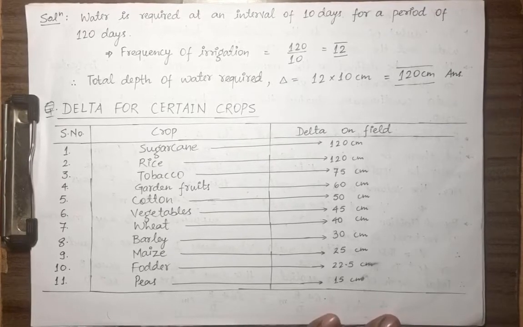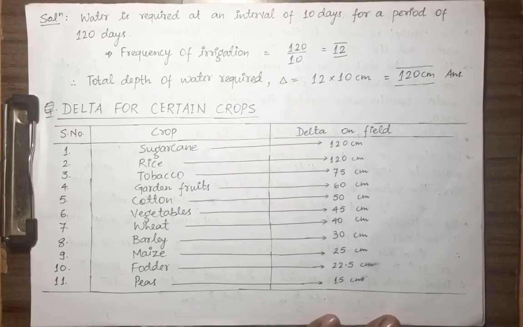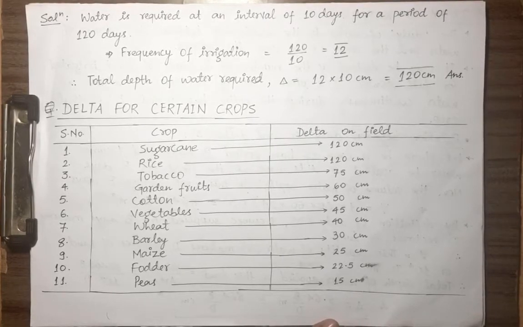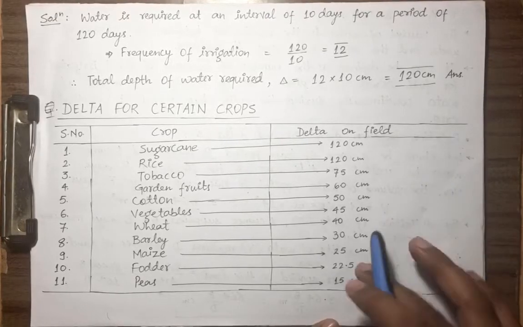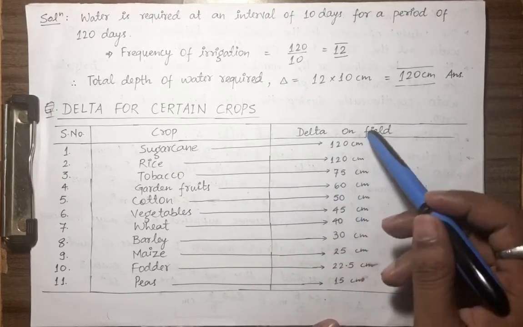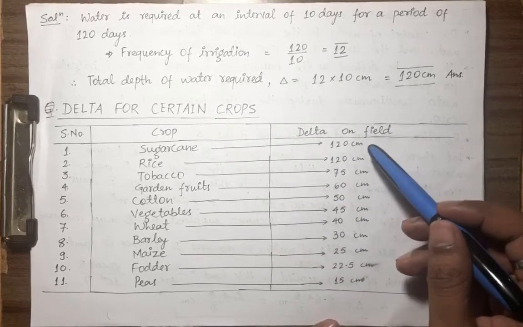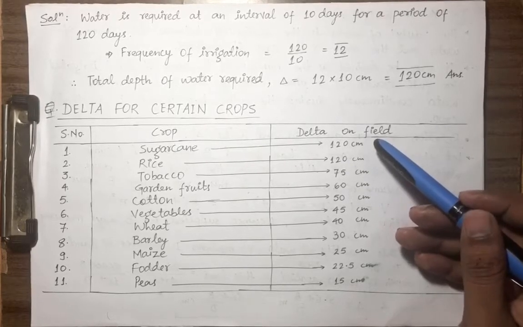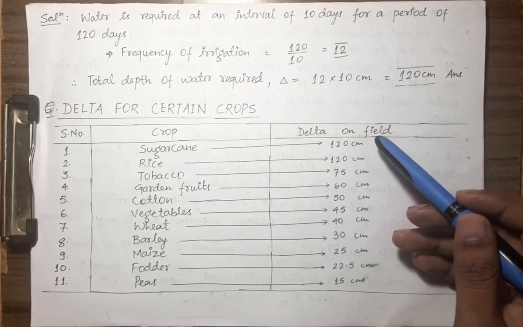In the previous lecture we saw the relationship between delta and duty, and I gave you a table to fill. If you have got it, well and good. If you are not getting it, I have written it for you. Sugarcane delta is an average value, not hard and fast. Sometimes it can be 130, sometimes 110, so according to the field conditions it can vary.